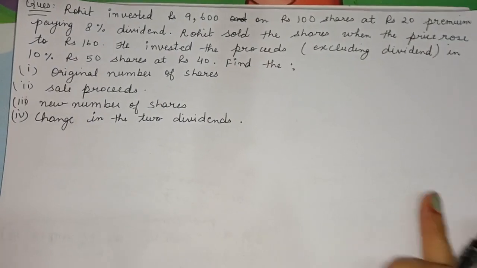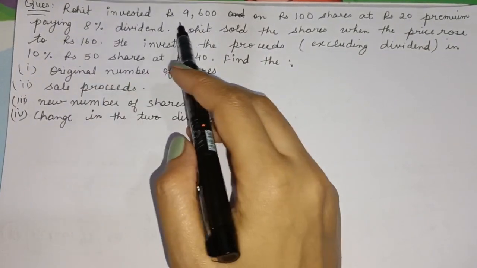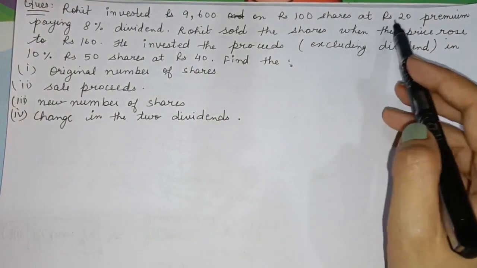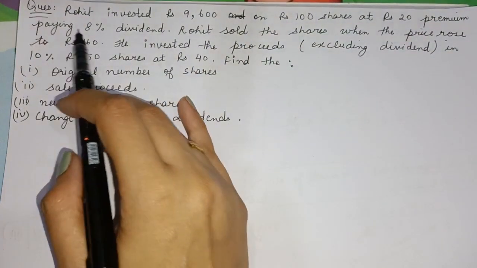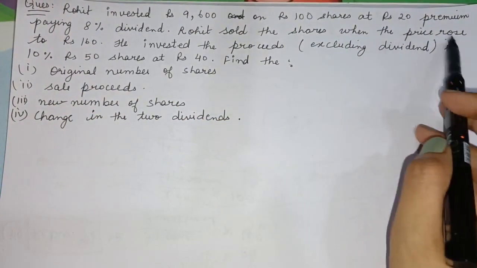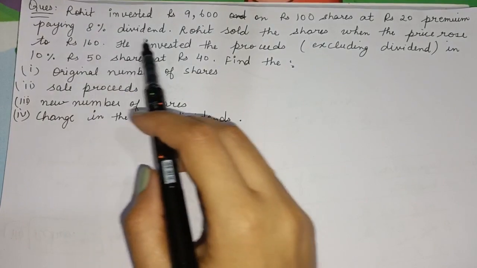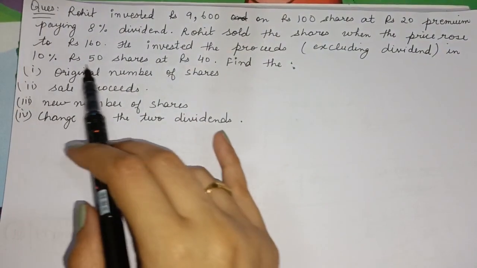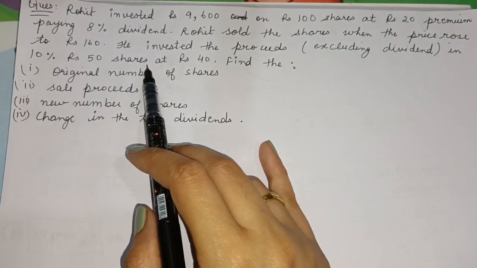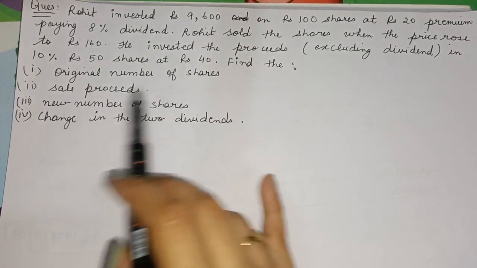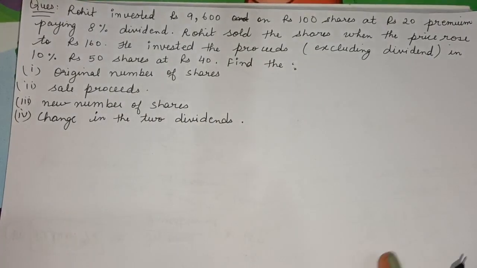Next question is, Rohit invested rupees 9,600 on rupees 100 shares at rupees 20 premium, paying 8% dividend. Rohit sold the shares when the price rose to 160. He invested the proceeds excluding dividend in 10% rupees 50 shares at rupees 40. Find the original number of shares, sale proceeds, number of shares, change in the two dividends.